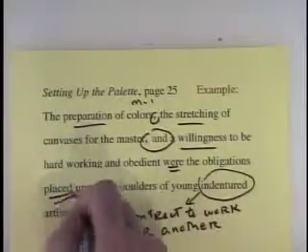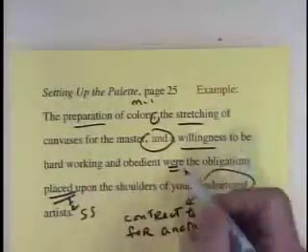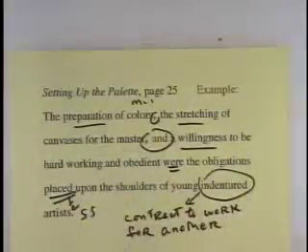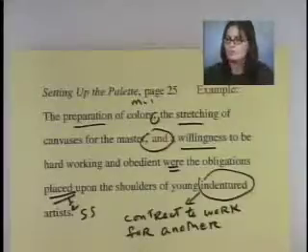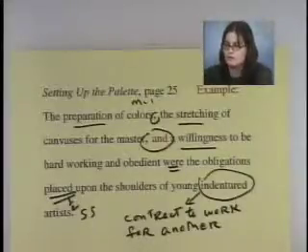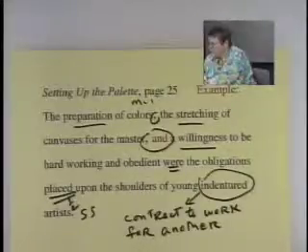Because if this is a half verb, that's true. But to see if it's part of the main verb, it's got to piece together and make sense. That's a good question. But could you say this? I'm going to shorten it down. The preparation and a willingness to be hardworking and obedient were placed the obligations upon the shoulders.